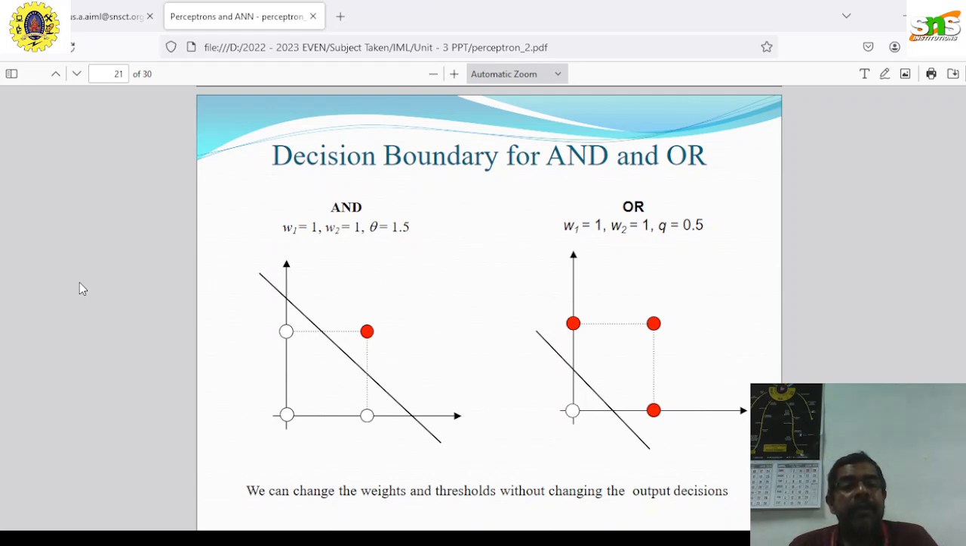Now W1 equals 1 and W2 is also 1, and the theta value is 1.5. That has been derived from the graph. So we have to change the weights according to the threshold also. Now for the OR operation, W1 is 1, W2 is 1, and the value of theta seems to be 0.5.